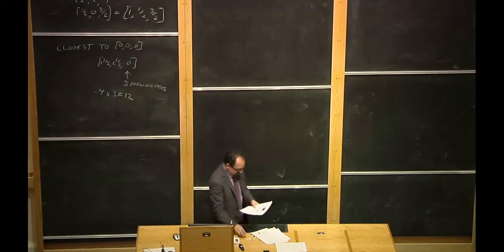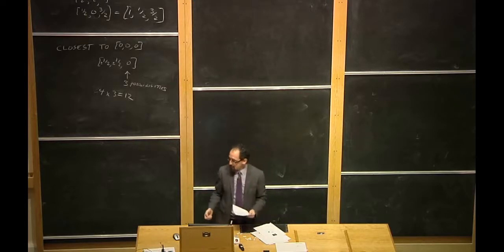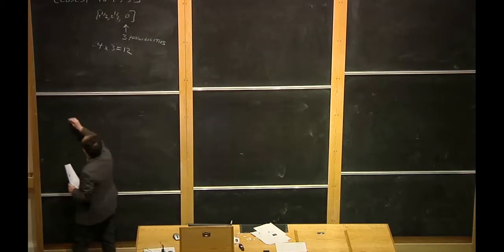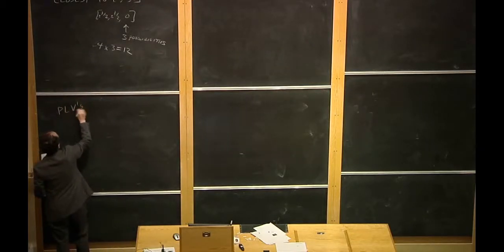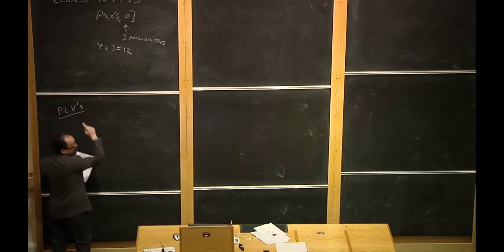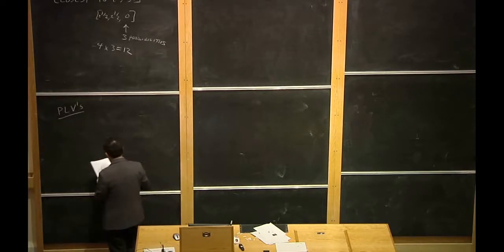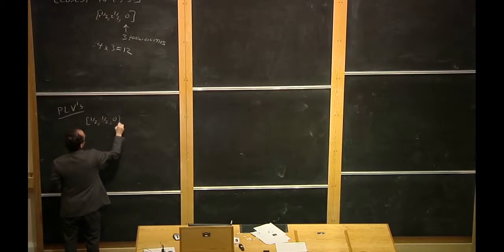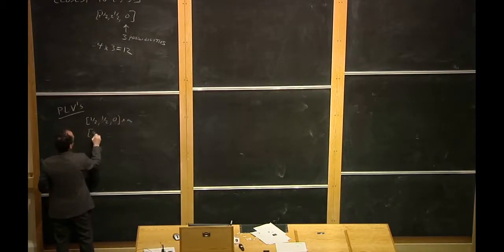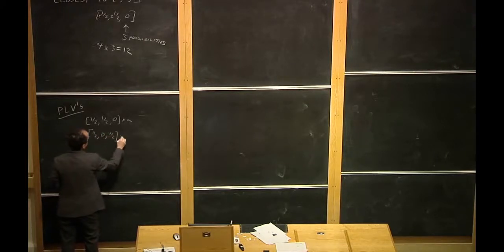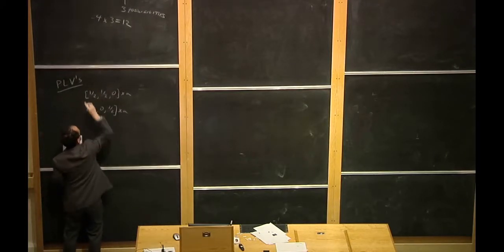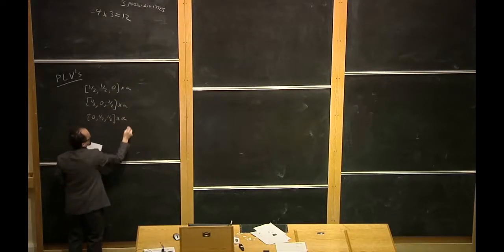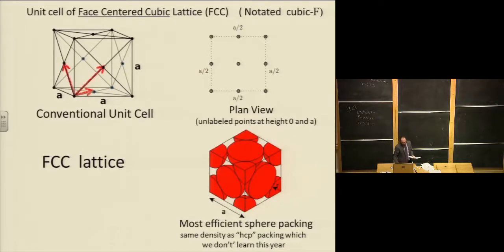All right. So it's worth also writing down a set of primitive lattice vectors for the FCC lattice. So PLVs for the FCC lattice, a really good example are just the closest vectors make pretty good PLVs. So 1/2, 1/2, 0 times A, 1/2, 0, 1/2 times A, and 0, 1/2, 1/2 times A make pretty good primitive lattice vectors. There they are.